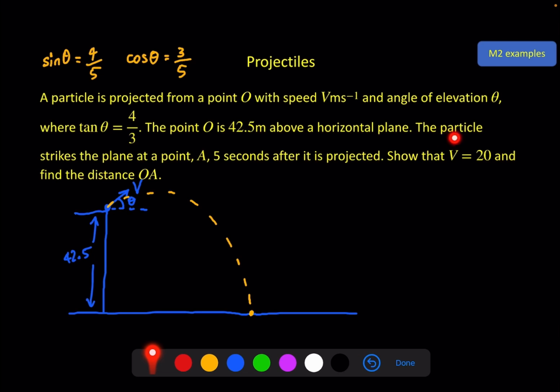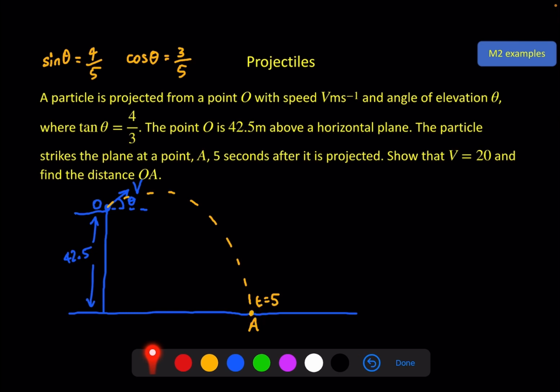We're also told that the particle strikes the plane at a point A, so this is A here, 5 seconds after it is projected, so t equals 5 at this point. Show that v equals 20 and find the distance OA, where this point up here is O. In an exam, of course, if you got stuck showing that this was true, you could still just use that value to find the next part. So show that v is 20. To do this, I'm going to resolve vertically, because here I know the displacement from O to A, the vertical displacement, is 42.5.